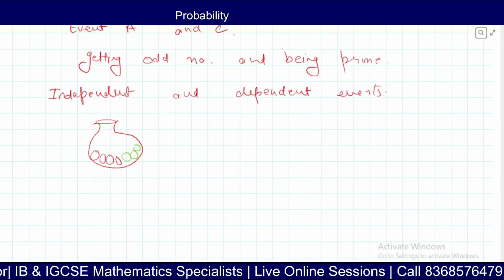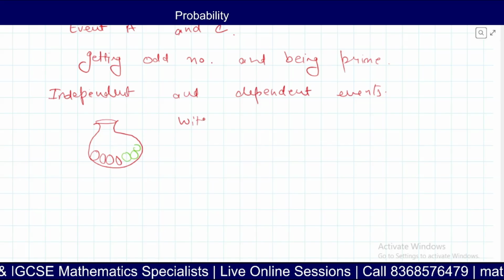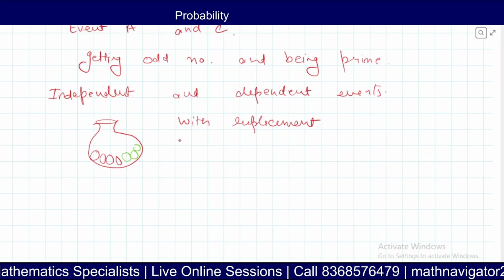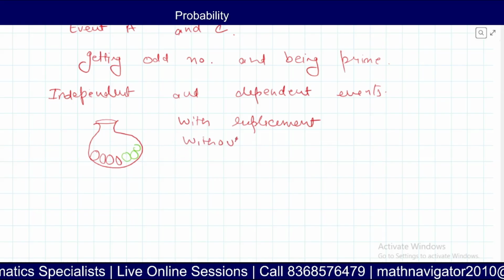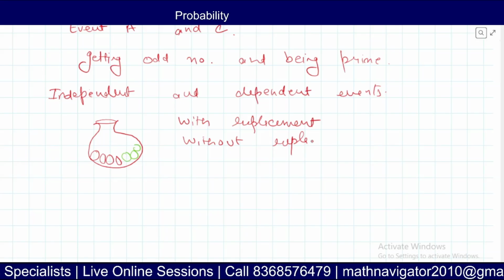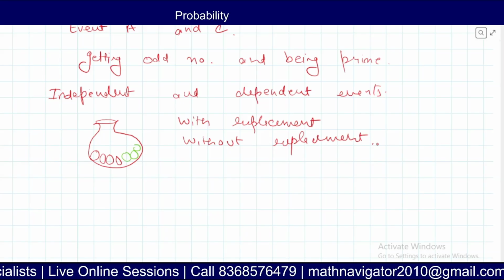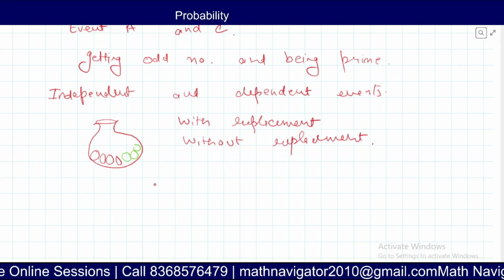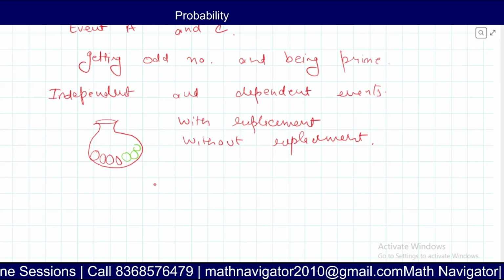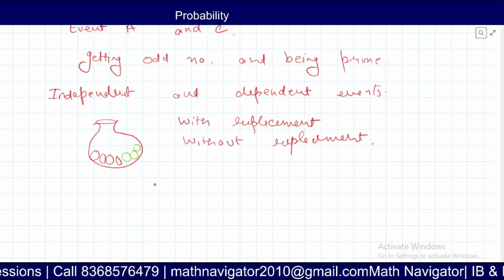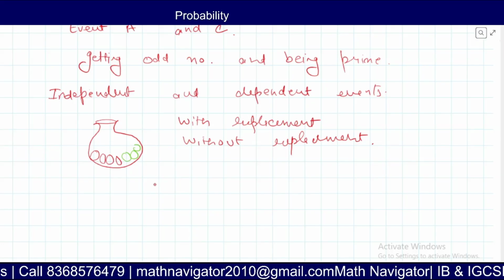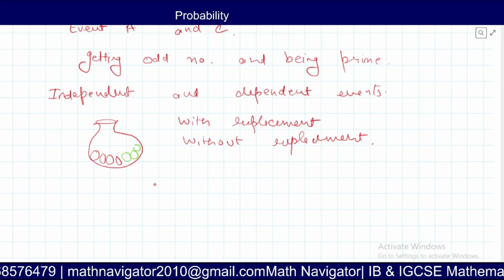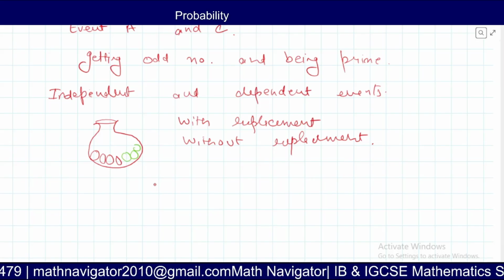Then there are two things, with replacement and without replacement. What do we mean by with replacement? That means you have taken out the ball from the bag, see what color it is, and then put it back. So the number of balls doesn't change. But without replacement means you have taken the ball out of the bag. Let's say you have taken out 1 ball and then you have kept it outside after seeing the color.